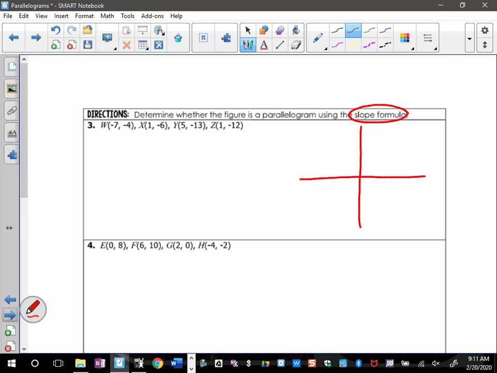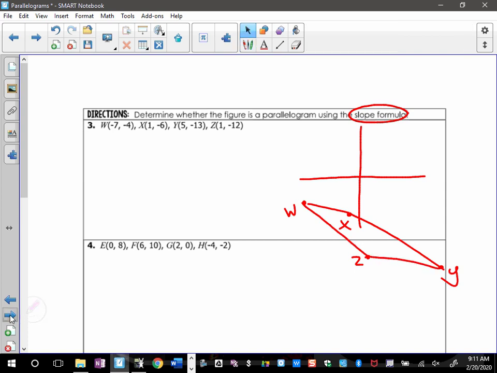W is at -7, -4, so I don't know, there-ish. 1, -6 for X. 5, -13 for Y, and 1, -12 for Z. Okay, I'm going to move Y down because it should be further from here. Okay, so we have something like this going on. It's not my prettiest drawing, but it gets the point across. First, I'm going to check if WX is parallel to ZY, because based on my picture, it sure doesn't look like it, but my picture's off.